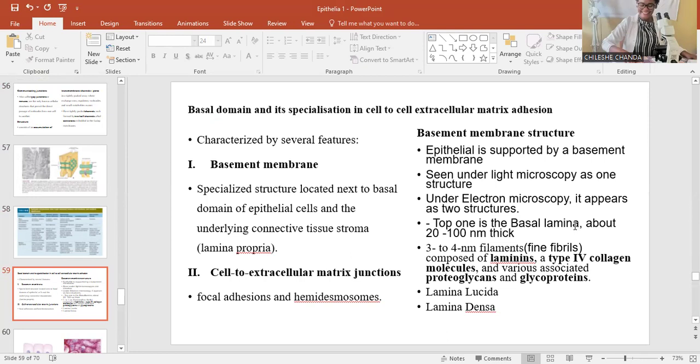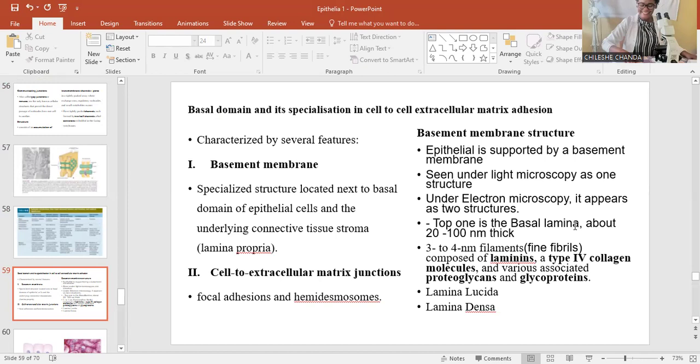For example, laminins, collagen. The major type of collagen found in the basement membrane is type 4 collagen. So it covers about 50% of all collagen in the basement membrane. And then other things that you're going to find in the basement membrane include proteoglycans and glycoproteins.